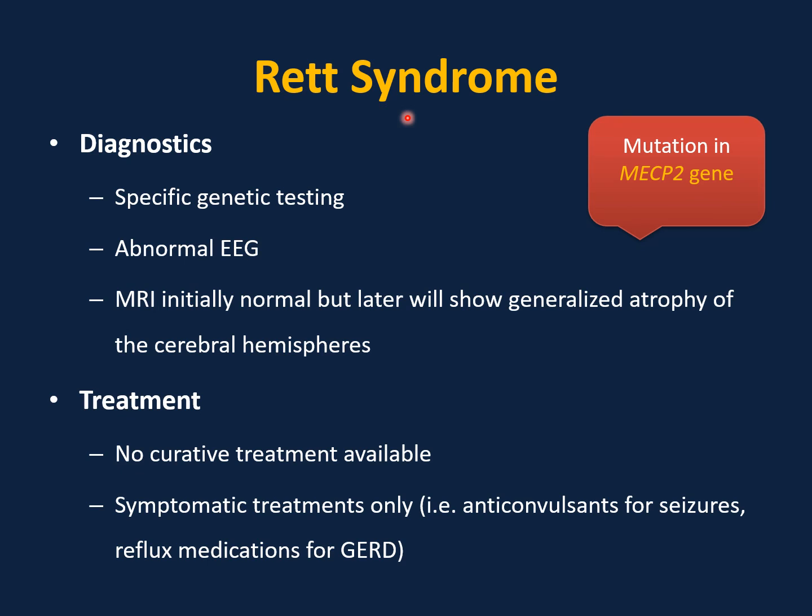Diagnosis of Rett syndrome is clinical, from the specific clinical features we discussed before being present in a girl, with specific genetic testing showing a mutation in the MECP2 gene, an abnormal EEG, and MRI initially normal, which later on will show generalized atrophy of the cerebral hemispheres. Treatment: there is no cure for Rett syndrome. Only symptomatic treatment can be offered, like for example anti-seizure medication for seizures and anti-reflux medication for GERD.